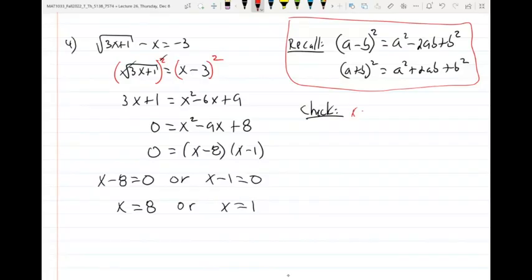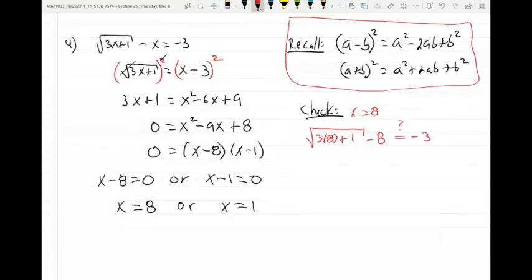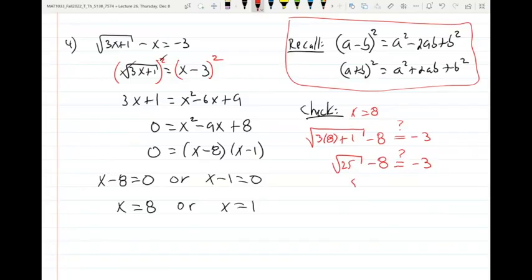All right, so I'm gonna check x equals 8 first. So that means square root of 3 times 8 plus 1 minus 8. Always remember to plug into the original statement. And then we're wondering, is this negative 3? Well, let's see. 3 times 8, that's 24, plus 1, that's 25. So we have here square root of 25 minus 8. And the question is, is it negative 3? Well, what's square root of 25? 5. So we have 5 minus 8. Is 5 minus 8 negative 3? Yes, it is. So we're good. So x equals 8 works.